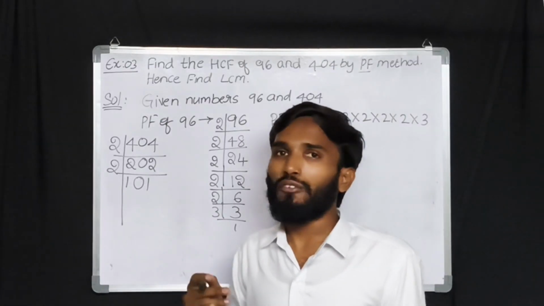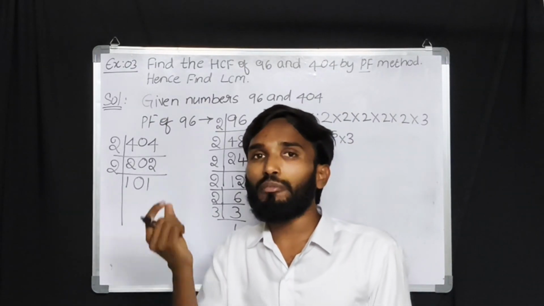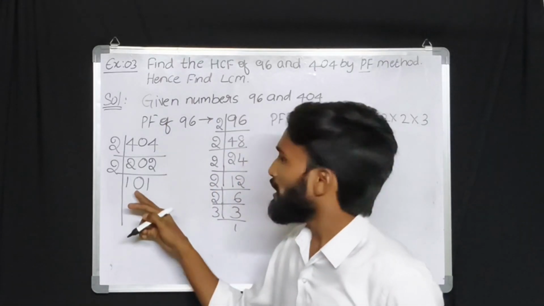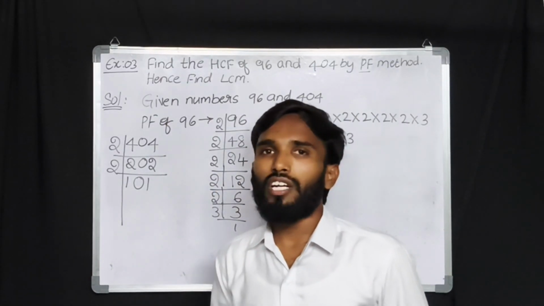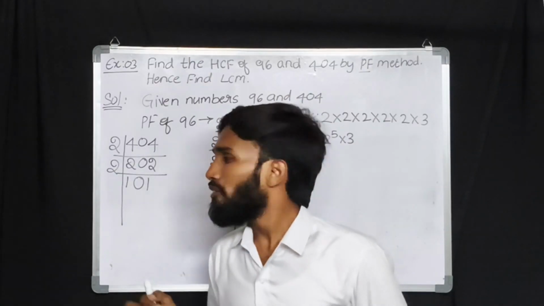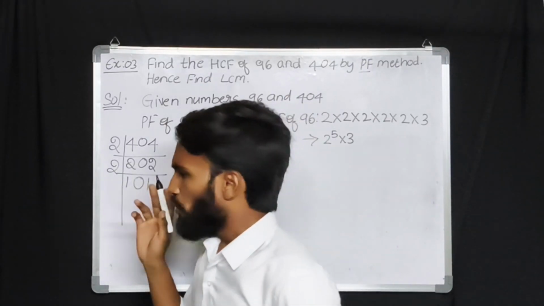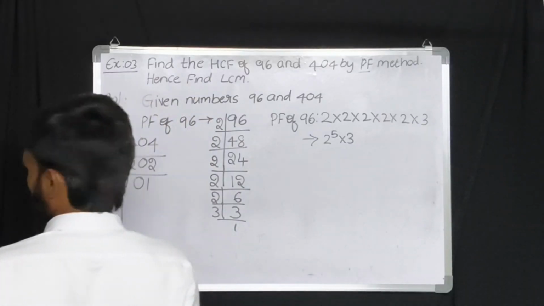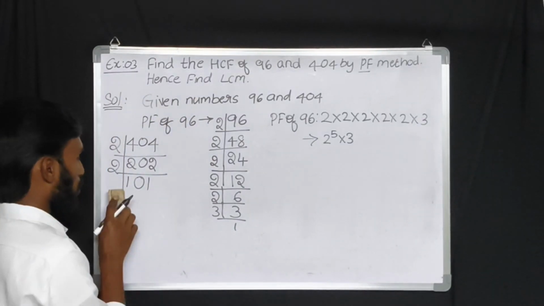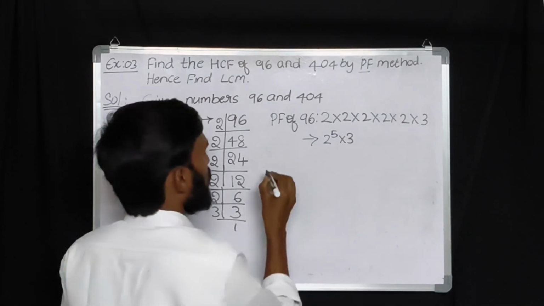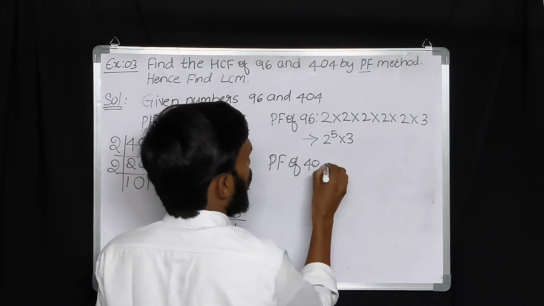Next is the divisibility rule of 4. The last two numbers should be divisible by 4. But let's see what the last two numbers are. 0, 1, which means 1. 1 is not divisible by 4. Next, 5. The last number should be 0. Not working out. Like this, no rule is working out, so 101 is prime.